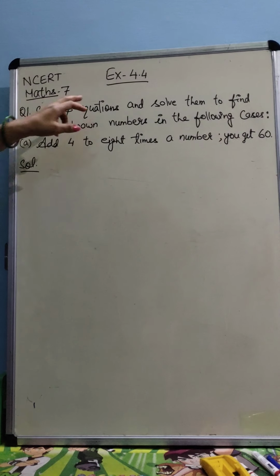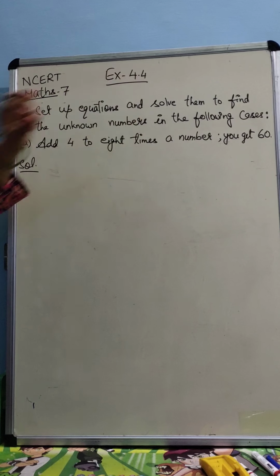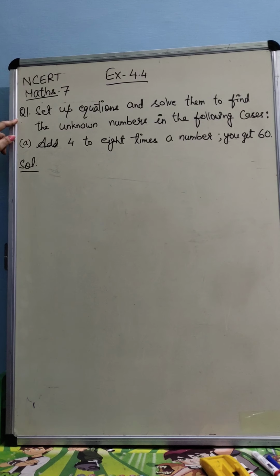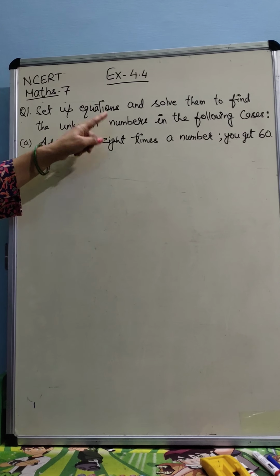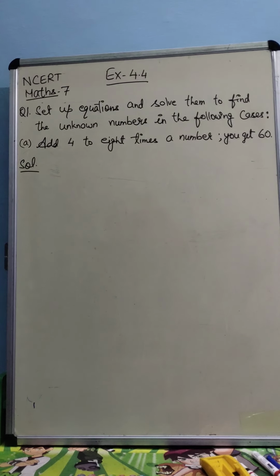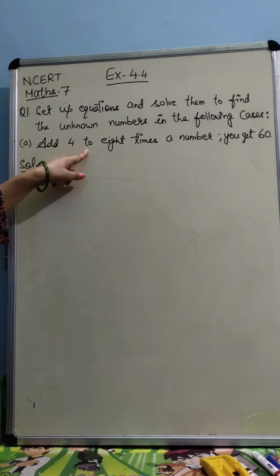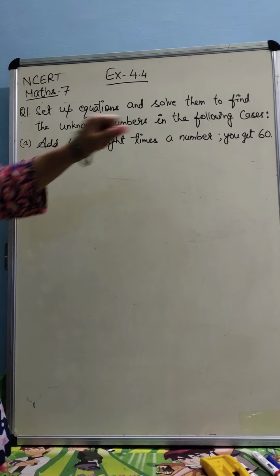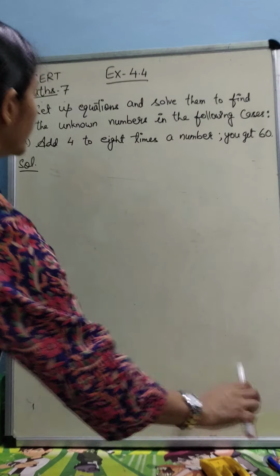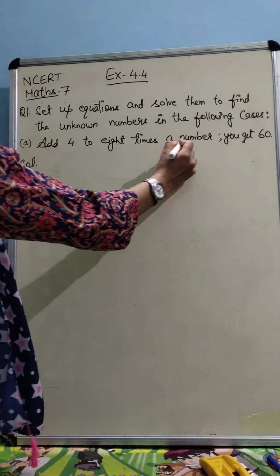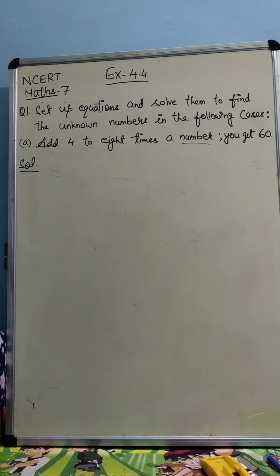Students, today we will do exercise 4.4. So the first question is, set up an equation and solve them to find the unknown numbers in the following cases. The first part, the A part is, add 4 to 8 times a number, you get 60. Add 4 to 8 times a number. You don't know the number, so we can take it as x.